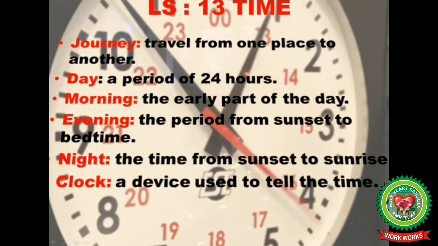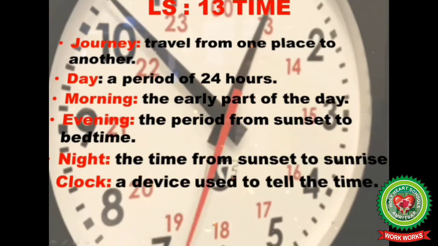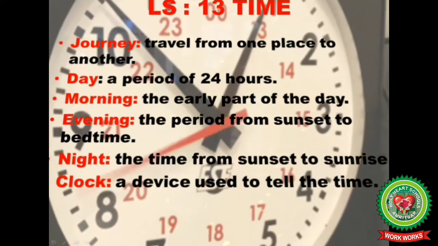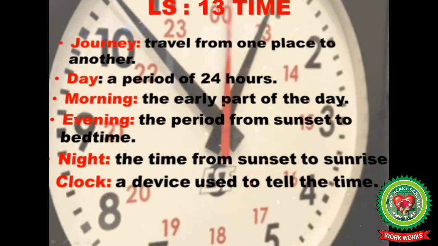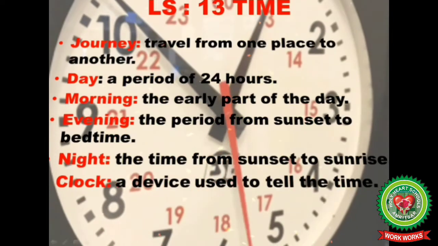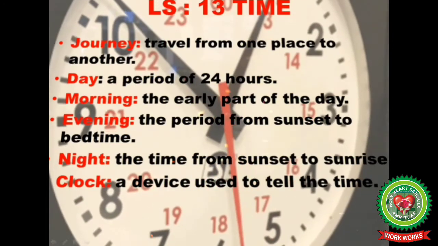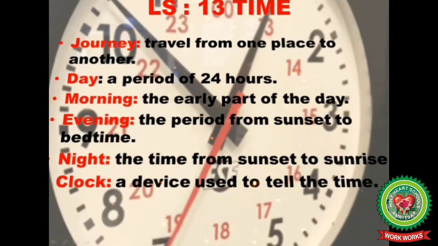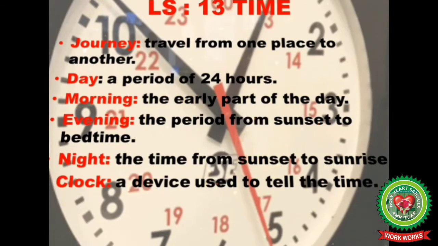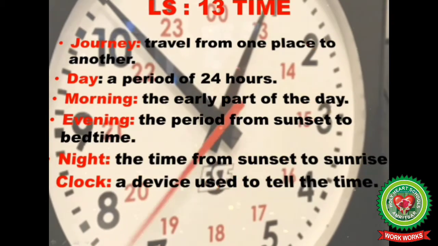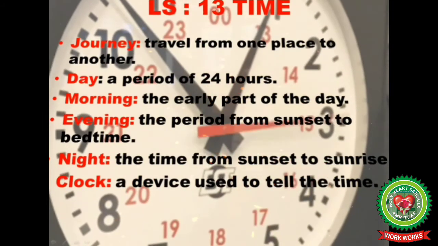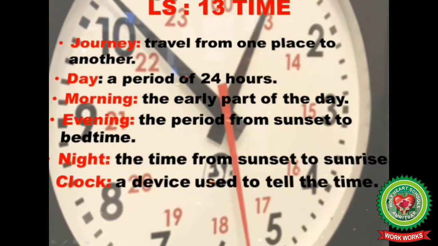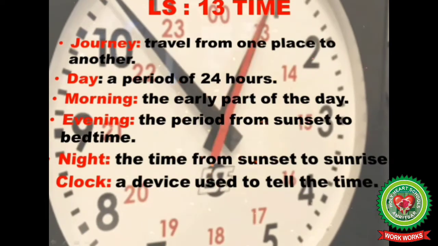Before reading, I would like to discuss important terms of lesson 13, time. Number 1, journey, travel from one place to another. Number 2, day, a period of 24 hours. Number 3, morning, the early part of the day. Number 4, evening, the period from sunset to bedtime. Number 5, night, the time from sunset to sunrise. And number 6, clock, a device used to tell the time.